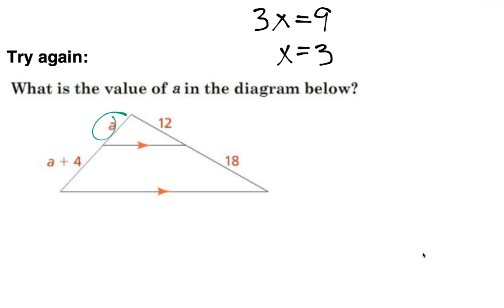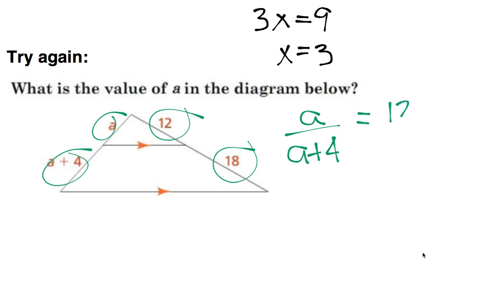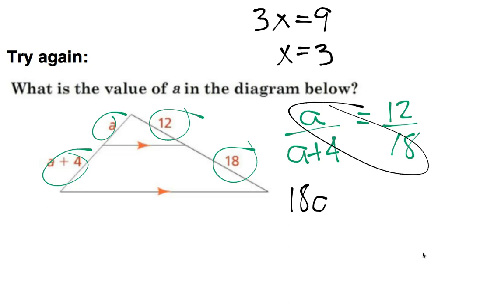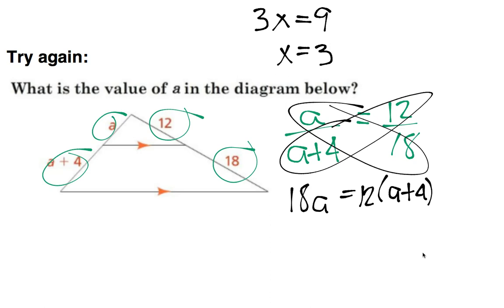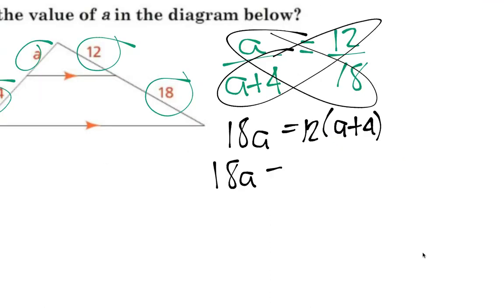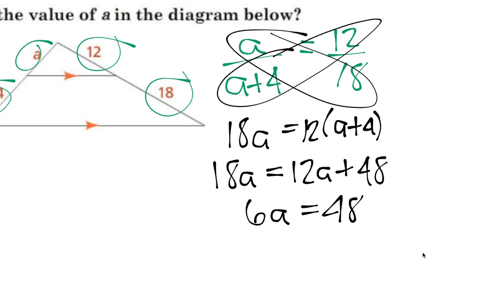Down below, I'm going to go top to bottom this time. A over a plus 4 equals 12 over 18. So 18a equals 12 times a plus 4. So 18a equals 12a plus 48. That's 6a equals 48. A equals 8.